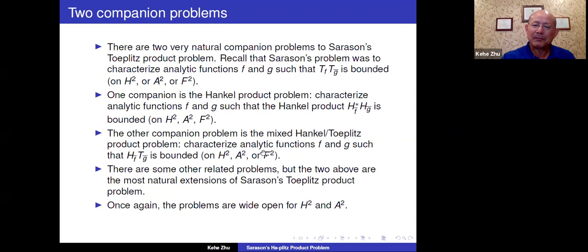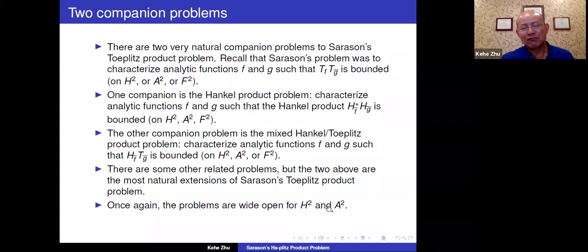Before I go even further, I want to mention that if you look at these two problems for the Hardy space and for the Bergman space, the problems are still open, okay? Conjectures were already made in the 1990s for both of these, for the Hankel product and for the mixed product. I'll show you what the conjectures are. They're very natural. They're very similar to Sarason's original conjecture. And in the 1990s, already one half for each one of these problems was solved. And the other half up to this date is still open for these two cases.